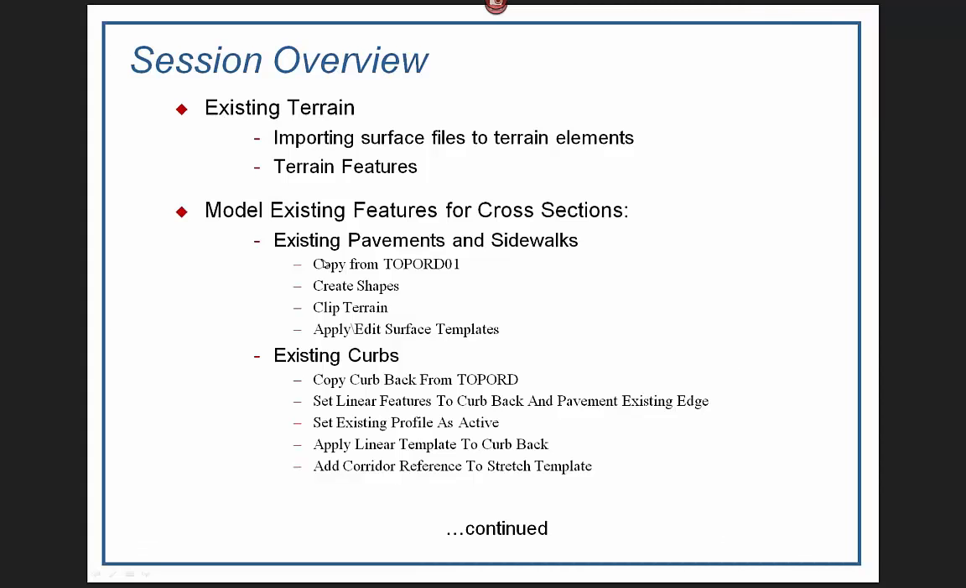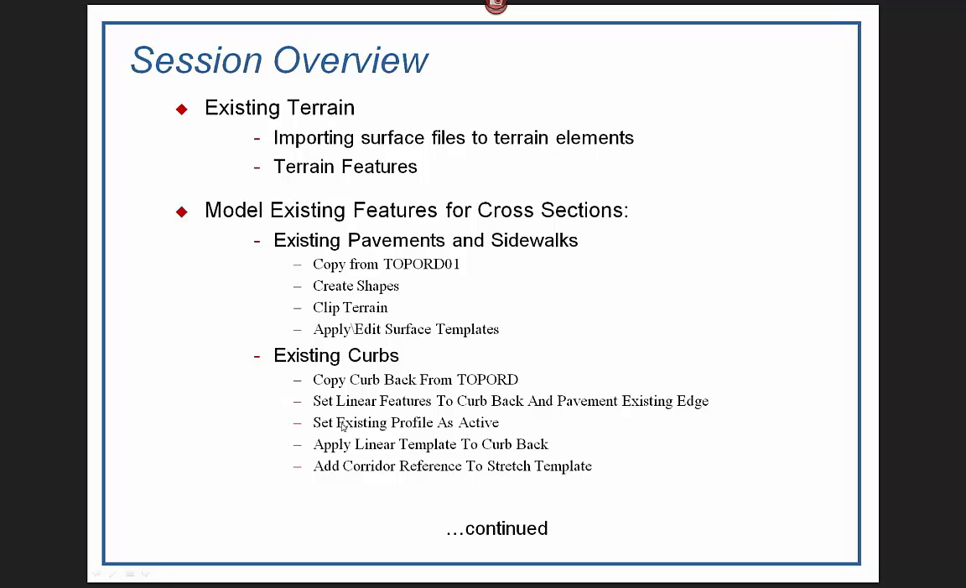So far we've done the existing pavements. Sidewalk you do the same way. Shoulders you would do the same way as far as creating the shapes, clipping the terrain, editing or applying a surface template to it. Existing curbs, you basically bring in the back of curb line, you set a linear feature as curb back, and then you set a linear feature on the pavement edge existing.